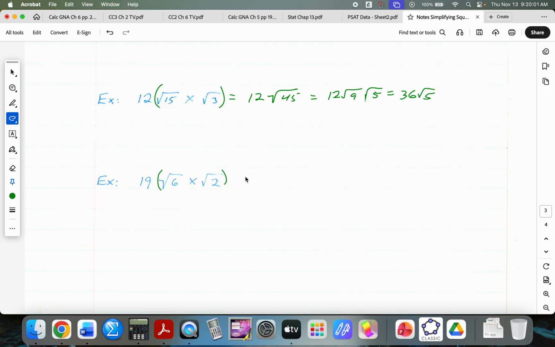All right, let's do the same thing here. That'll be 19 square roots of 12. What's a perfect square that divides evenly into 12? 4. So that's going to be 19 times 2 times the square root of 3, which is 38 square roots of 3.